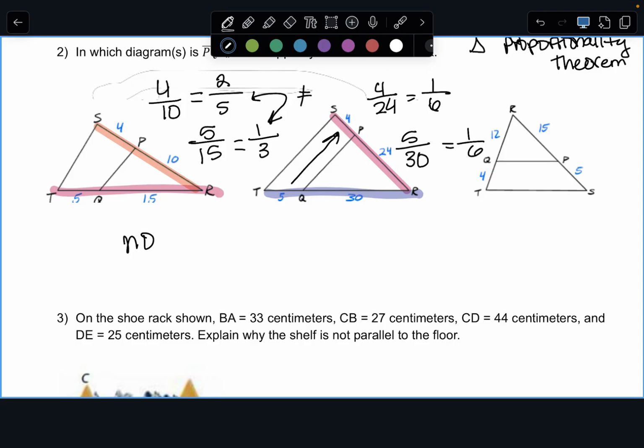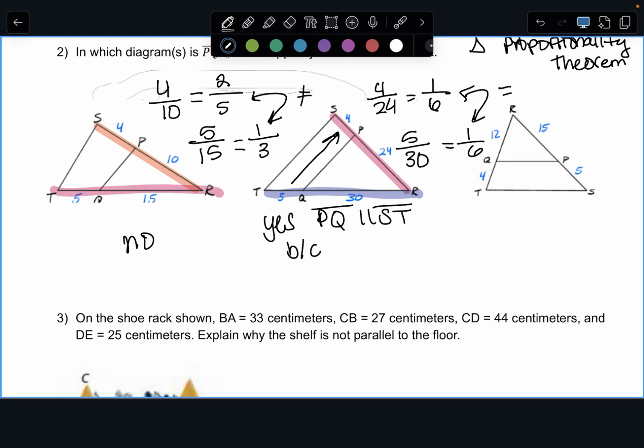So are my parts over part equal? Are 1/6 and 1/6 equal? Yes. So I can say, yes, my lines are parallel. So PQ is parallel to ST because part over part is equal to part over part.